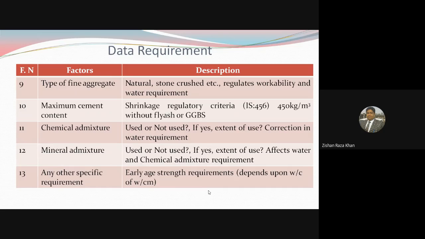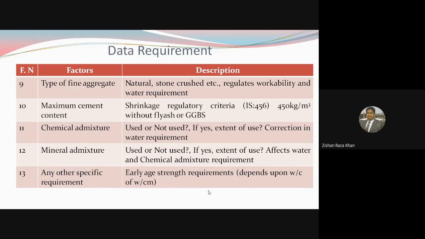Now, the next important factor is mineral admixture. Whether mineral admixtures are used or not is again a point of concern, because some mineral admixtures have cementitious property and affect the actual percentage of cement being used. If it is a class C fly ash, it will have a cementitious property, and it affects the mix design choice. Okay. If any other specific requirements are there, then you need to consider them also.